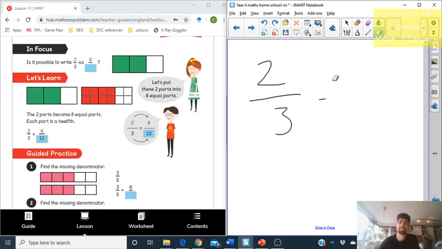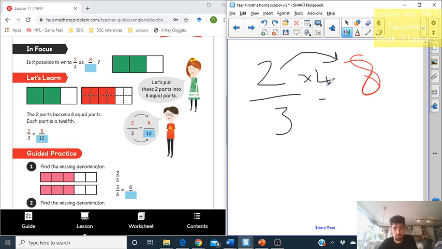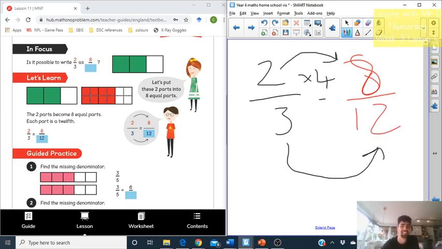We also know that I can go on my pattern knowledge. Whatever I do to the denominator, I do to the numerator, but here we've got the numbers for the numerator. Is there a link between 2 and 8? There is. 2 times 4 is 8. So all I need to do is do the same to the bottom and that will give me my answer. What's 3 times 4? 3, 6, 9, 12. Easy peasy. It really is that easy.